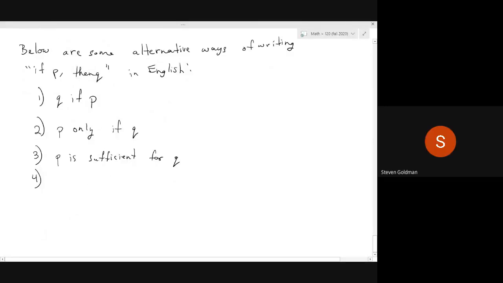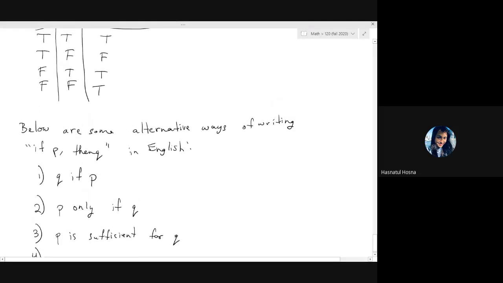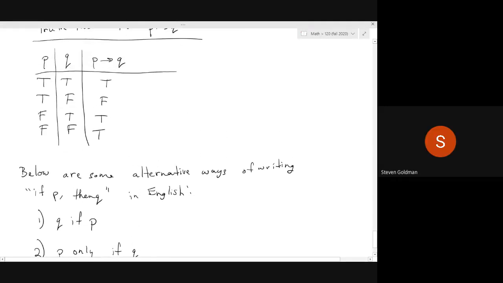Professor, can you repeat the last row of the truth table of the P Q conditional statement? The last row, where P is false and Q is false, so the conditional statement would be true. Yes. I didn't understand that.